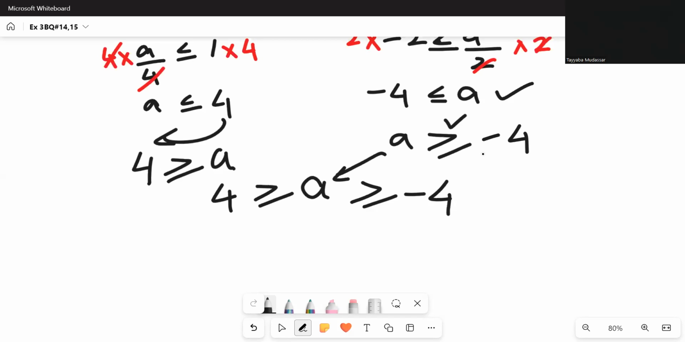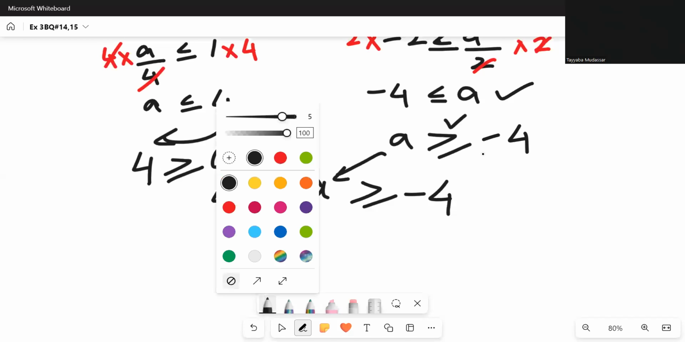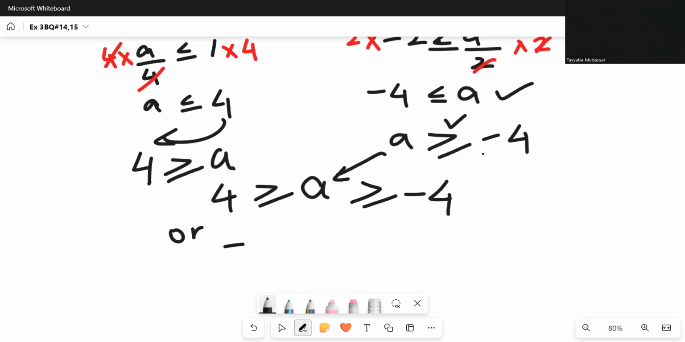Now what is the next part? Wait, I have to check something. Yes, the answer is correct. Or we can write it in this form, because mostly the negative values are on the left side, and if we write in this form, then the inequality will change in this form.